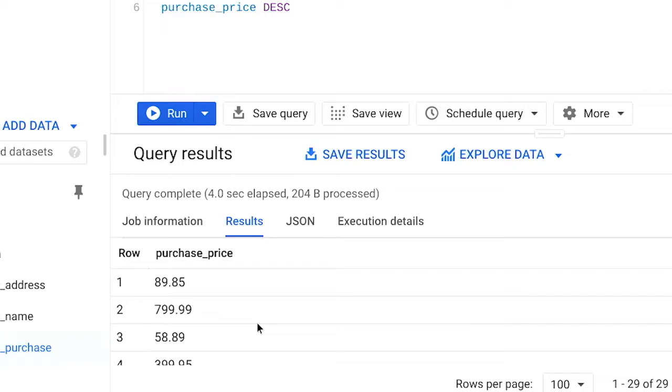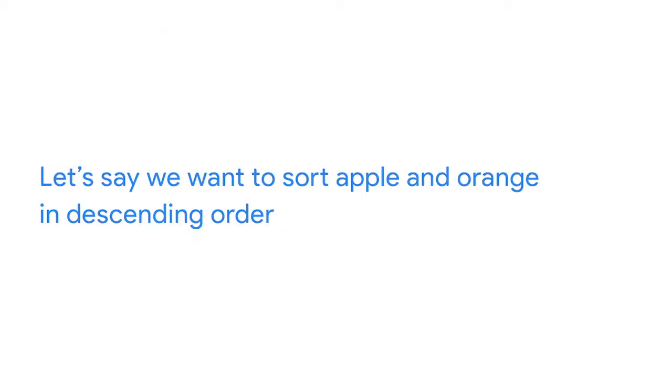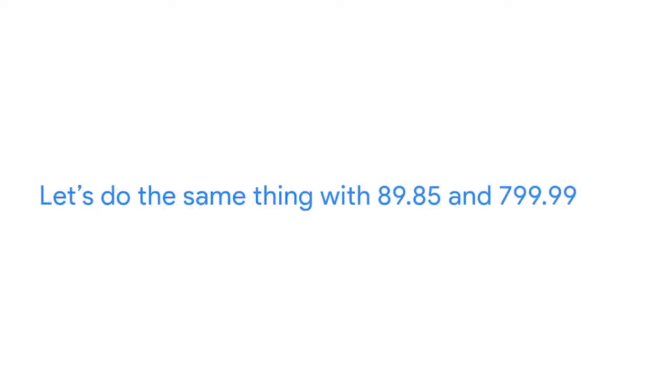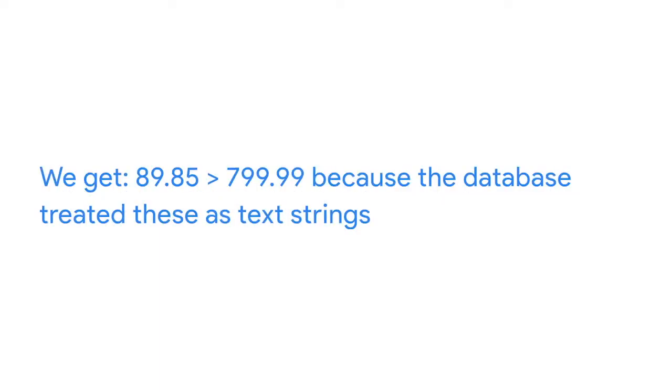799.99. When we sort letters, we start from the first letter before moving on to the second letter. So if we want to sort the words apple and orange in descending order, we start with the first letters, A and O. Since O comes after A, orange will show up first, then apple. The database did the same with 89.85 and 799.99. It started with the first letter, which in this case was an 8 and 7, respectively. Since 8 is bigger than 7, the database sorted 89.85 first and then 799.99 because the database treated these as text strings.